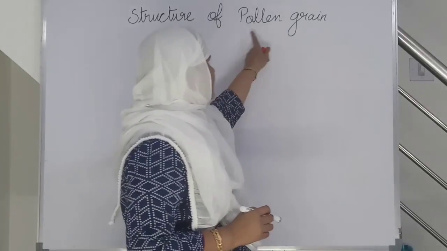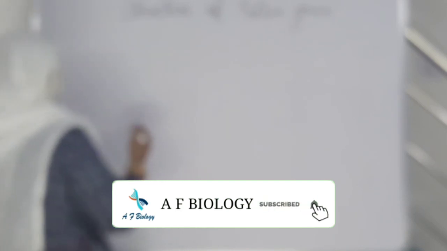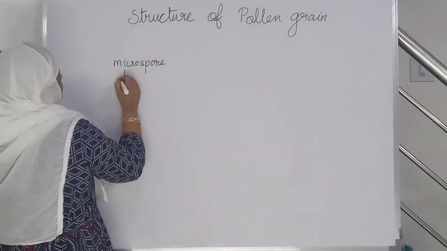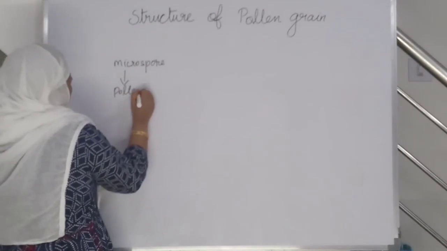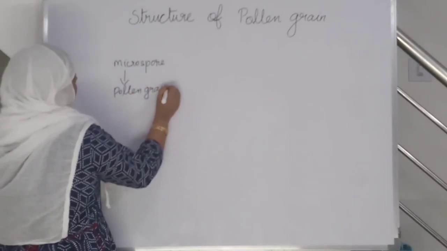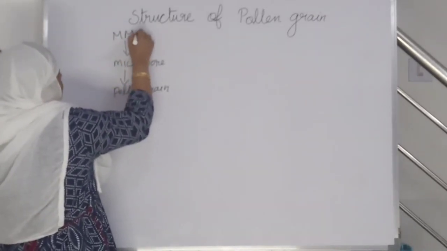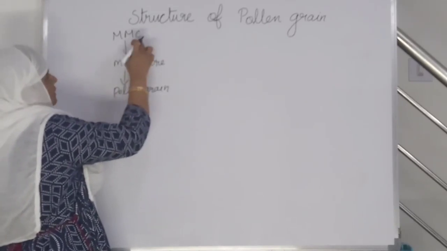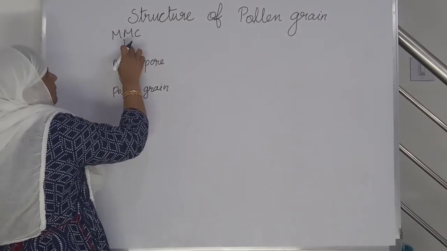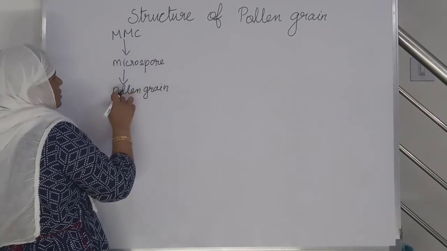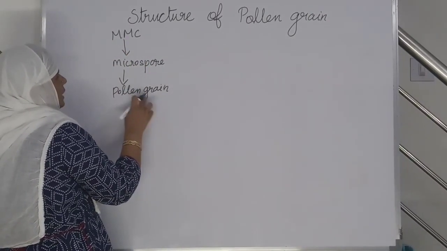Students, today I am going to explain the structure of pollen grain. The pollen grain is derived from the microspore. And this microspore is derived from the MMC, microspore mother cell, undergoing meiosis and forming microspore. When it is mature, it will develop into pollen grain.